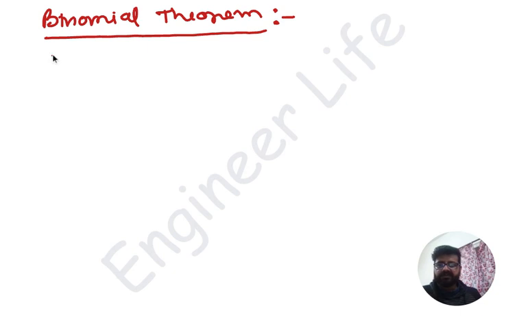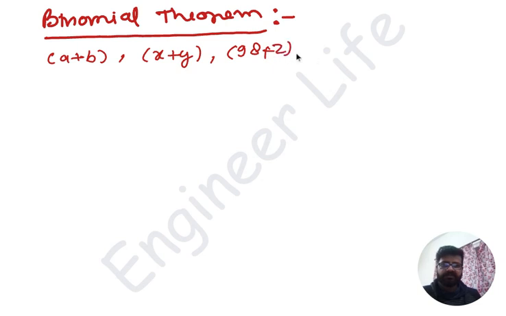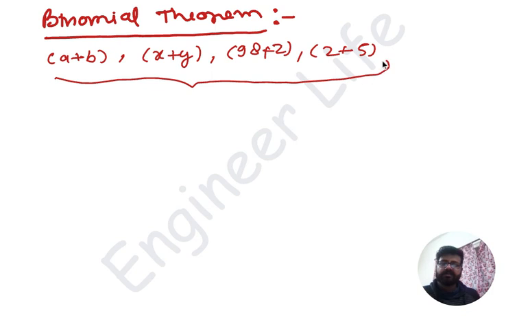If I write a plus b, or x plus y, or 98 plus 2, or 2 plus 5, all these are examples of binomials. You can see all these are binomials.